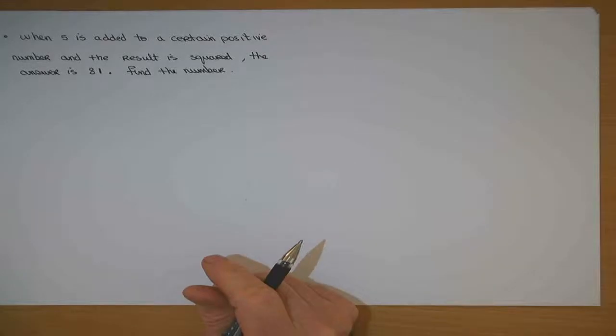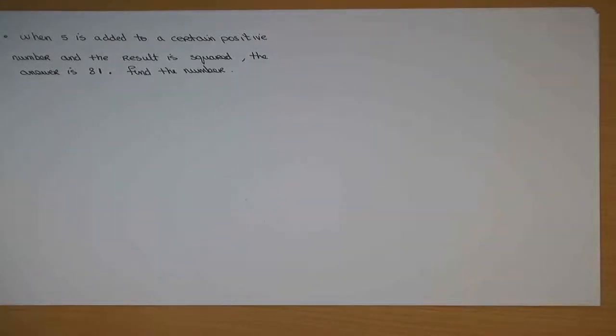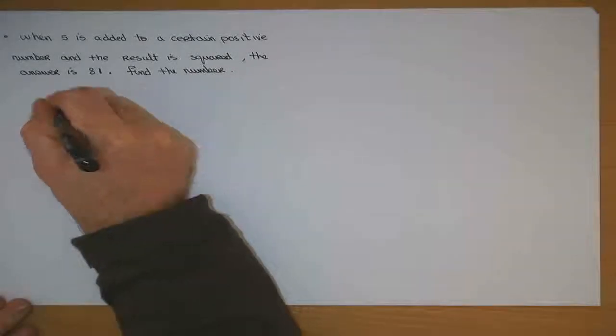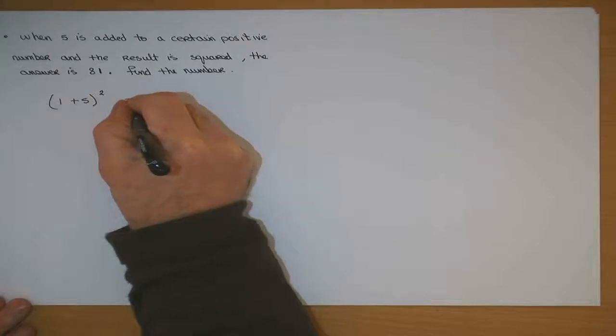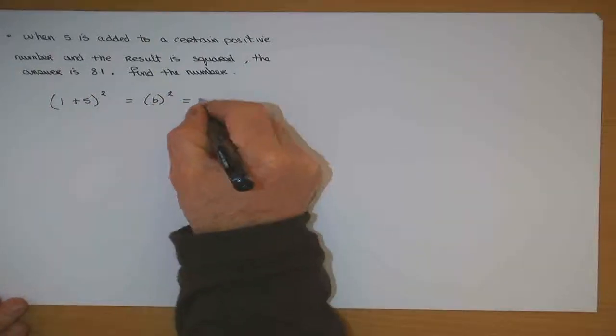Please pay attention. When 5 is added to a certain positive number and the result is squared, the answer is 81. So if I took the number 1 and added 5 to it and squared it, that's the same as 6 squared, isn't it? And that would give me what?